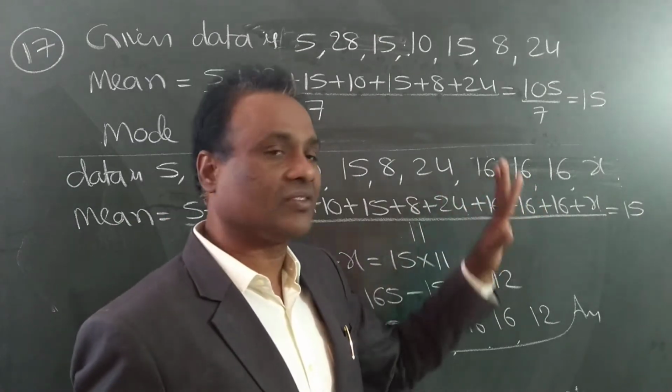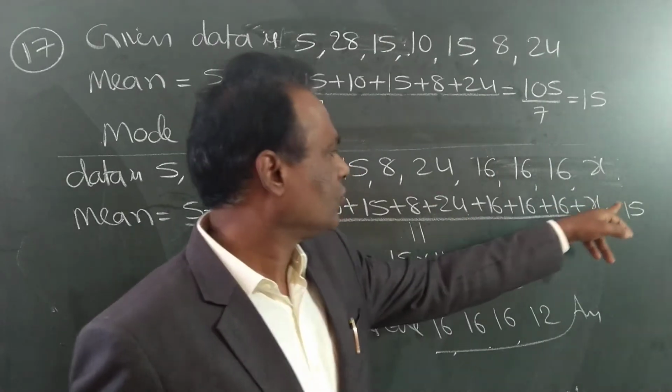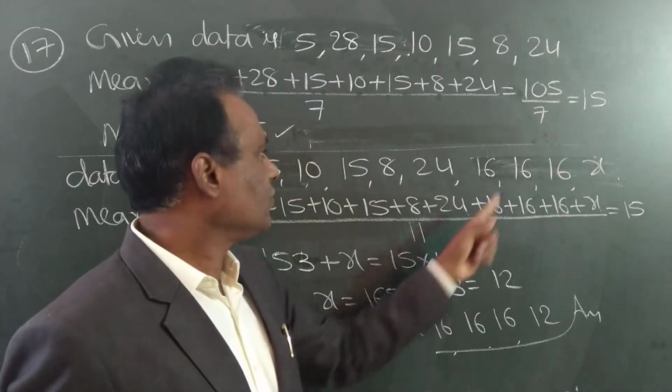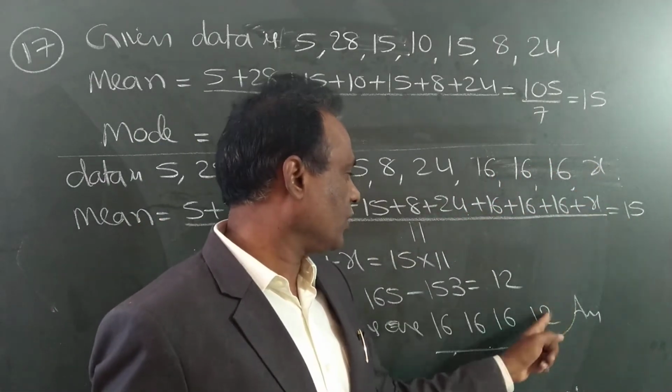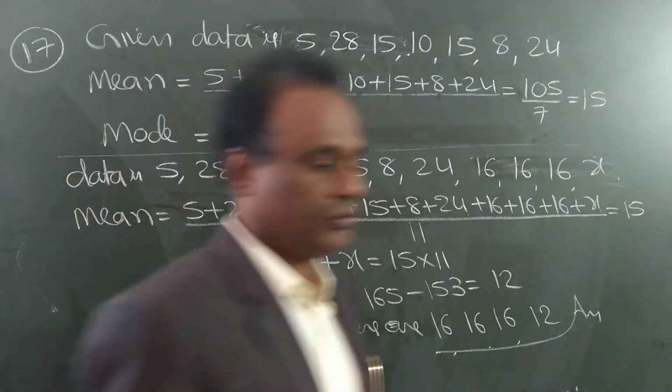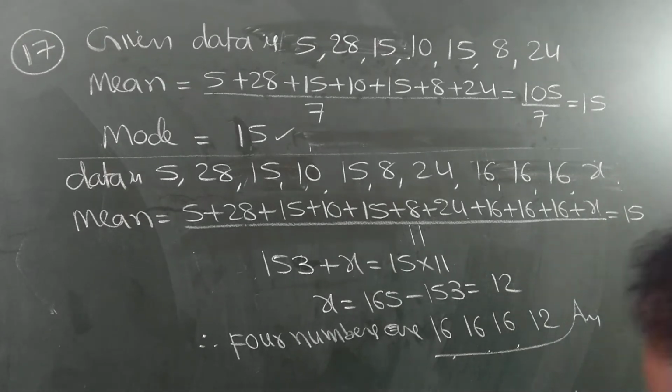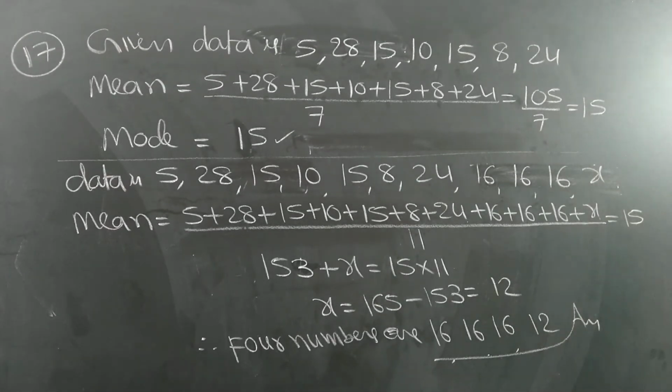Therefore 16 should repeat 3 times. The last number we don't know. So the sum of the observations by the number of observations is equal to 15. From that the answer is 16, 16, 16 and 12. Over. Write it down, students, and understand. With this the exercise is over.